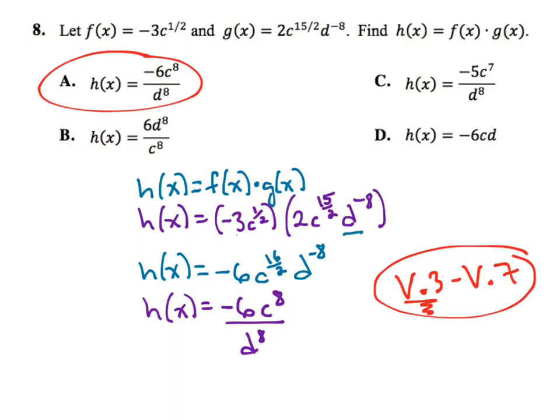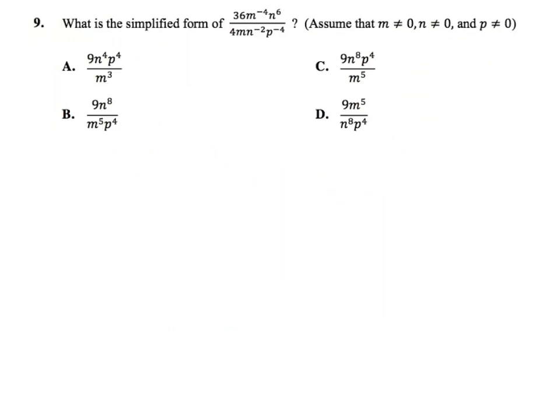Number 9. What is the simplified form of this expression? And it tells us m, n, and p cannot equal 0. Why? Because we don't want to worry about dividing by 0. Nor do we want to worry about 0 to the power of 0. So they're protecting us two ways. Or I guess simplifying things, not really protecting us. All right, we have 36 m to the power of negative 4 times n to the power of 6 over 4 m n to the power of negative 2 p to the power of negative 4.